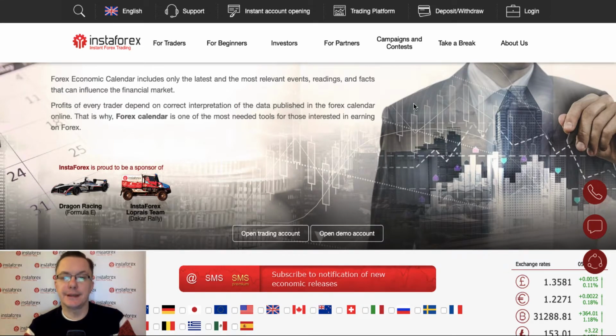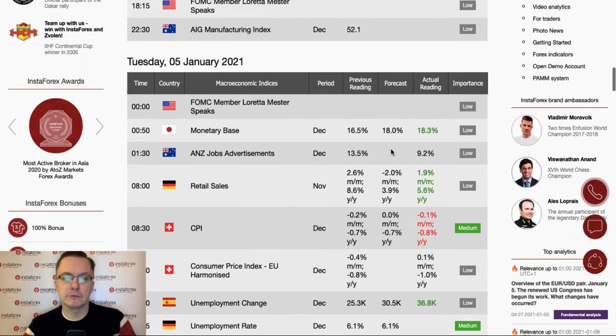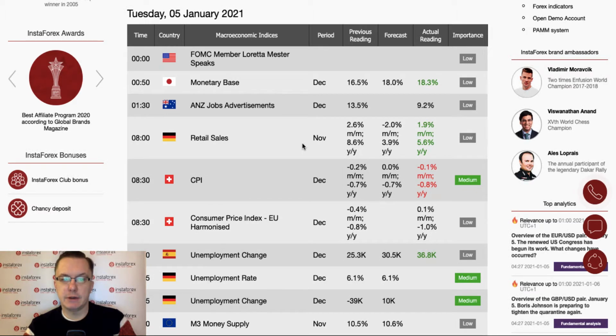Today is Tuesday, the 5th of January 2021. Let's take a look at the Forex calendar and then of course we will do some Forex analysis. Today, due to popular demand, there will be analysis of spot gold and spot silver markets. So let's just swipe down towards Tuesday, the 5th of January. What do we have here?